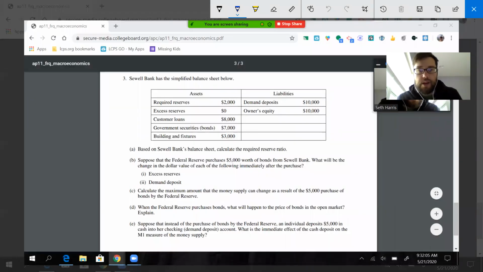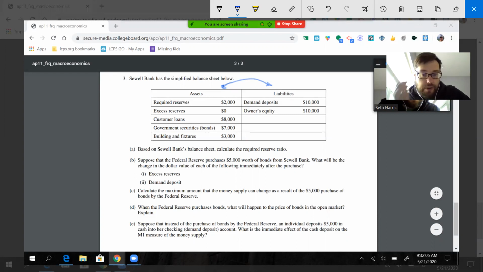Okay, so let's go to question A. And the key thing to know about these, right? Assets and liabilities are always going to be equal to each other, right? So if you added up all these in this column over here, you should get the same answer over here, right? It's going to balance assets and liabilities.